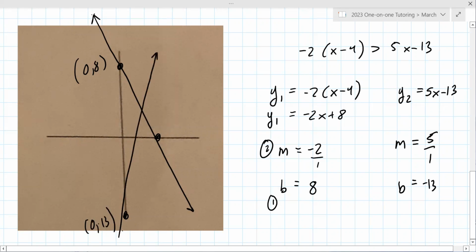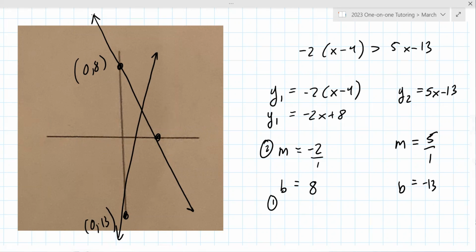That's confusing. You have 2 lines on this. Yeah. I don't even remember doing 2 lines in class. I remember doing 1 line, but.